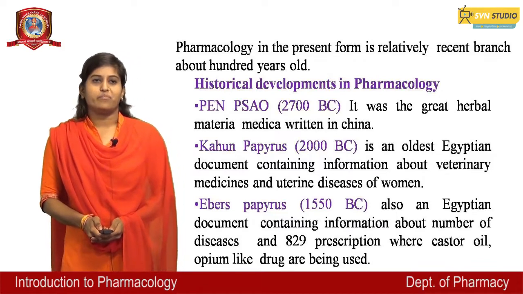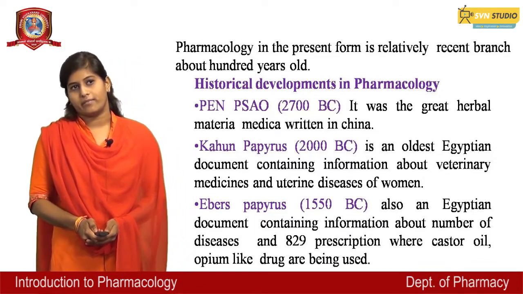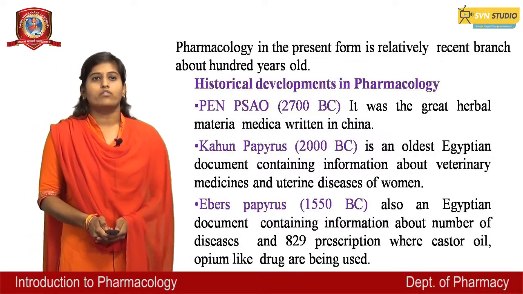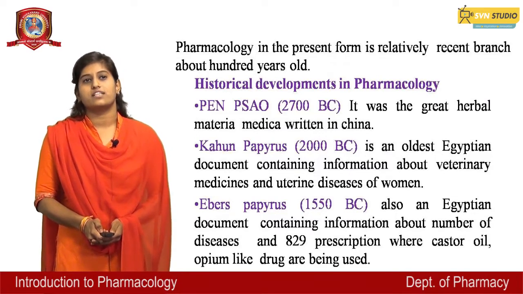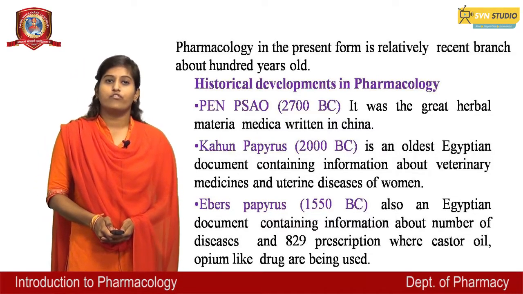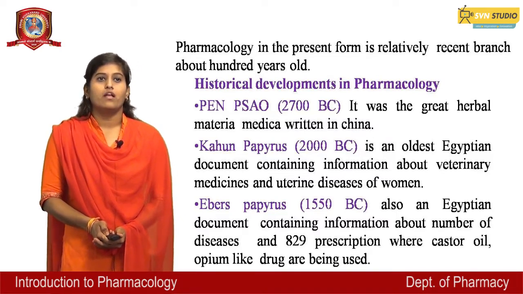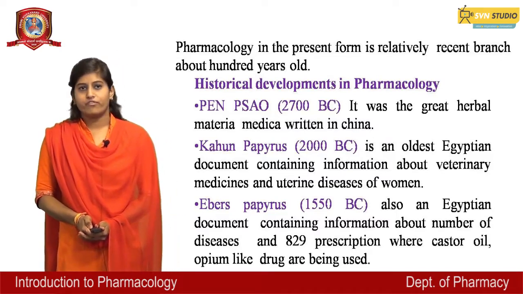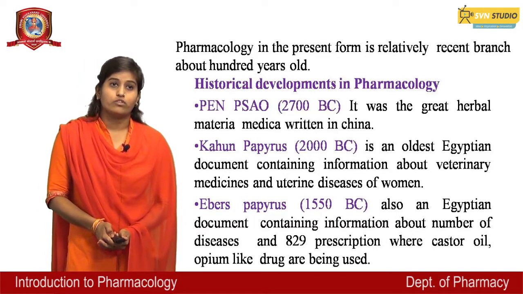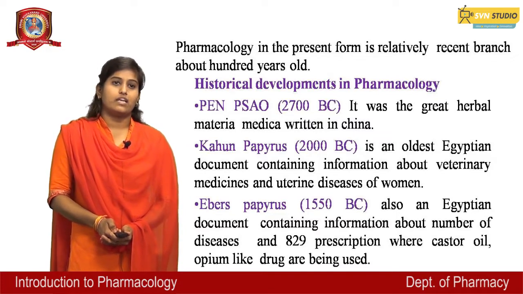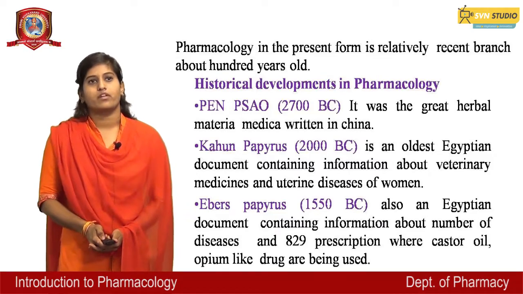Pen Tsao, 2700 BC, was the great herbal materia medica written in China. Kahun Papyrus, 2000 BC, is the oldest Egyptian document containing information about veterinary medicine and uterine diseases of women. Ebers Papyrus, 1550 BC, also an Egyptian document, contains information about a number of diseases and 829 prescriptions where castor oil and opium-like drugs were being used.